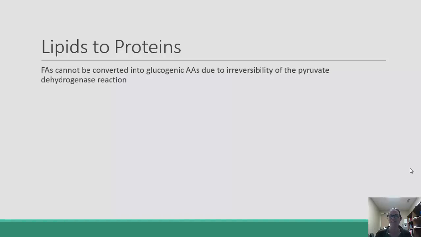Okay, however, that can't go backwards. So glucogenic amino acids could be converted to acetyl-CoA, which can be converted to fat. But as we talked about earlier, we can't go backwards from acetyl-CoA to pyruvate, because the pyruvate dehydrogenase complex is irreversible. So therefore, fatty acids cannot be converted to glucogenic amino acids.